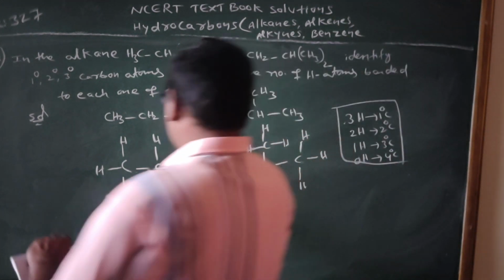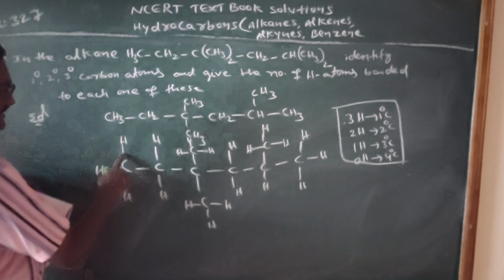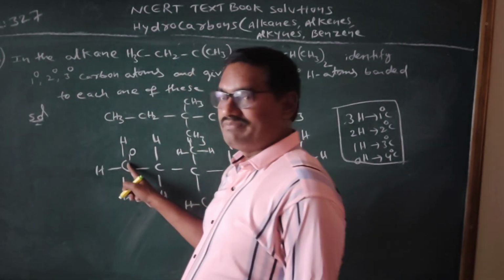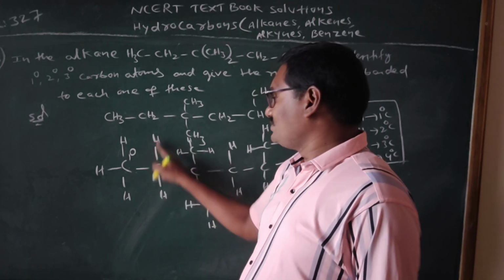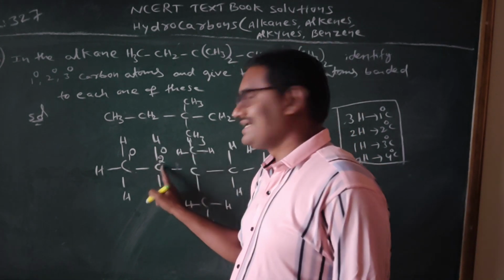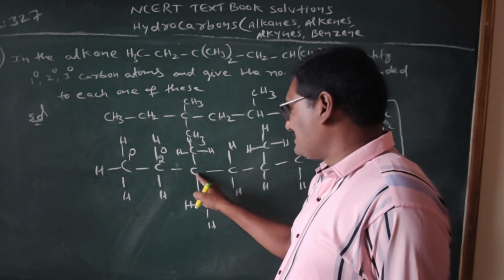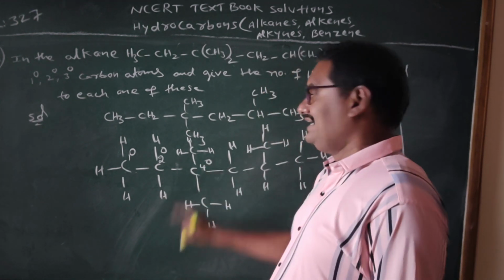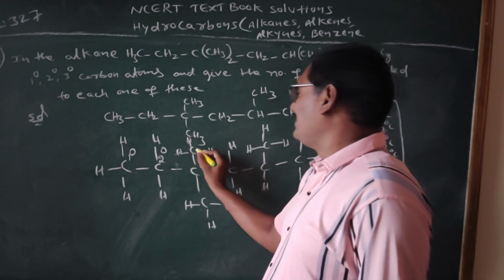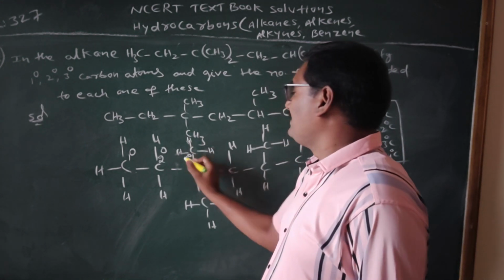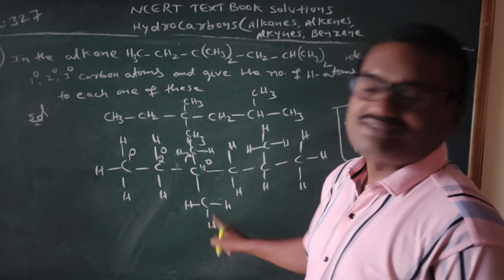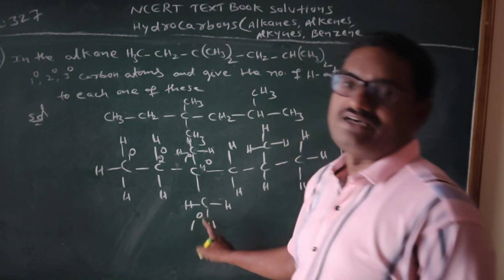Here see, this carbon contains 1, 2, 3 hydrogens, that means it is the primary carbon. This carbon contains 2 hydrogens, it is the secondary carbon. Next, this carbon contains no hydrogens, so it is the quaternary. This carbon contains 3 hydrogens, so it is the primary carbon. This carbon contains 3 hydrogens, so it is also primary carbon.